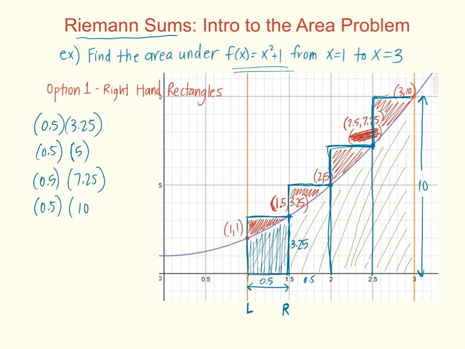But let's just add them up. 0.5 times 3.25 is 1.625. 0.5 times 5 is 2.5. 0.5 times 7.25 is 3.625. And 0.5 times 10 is 5. If I add all of those together, I get 12.75, which is my right-hand rectangle estimate with 4 rectangles of the area under this graph from 1 to 3.